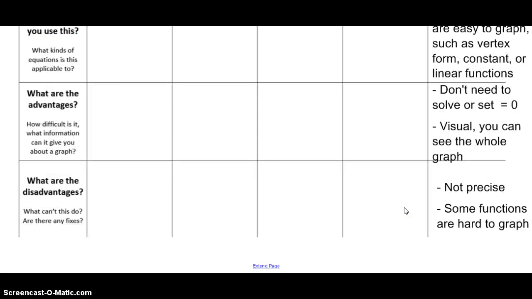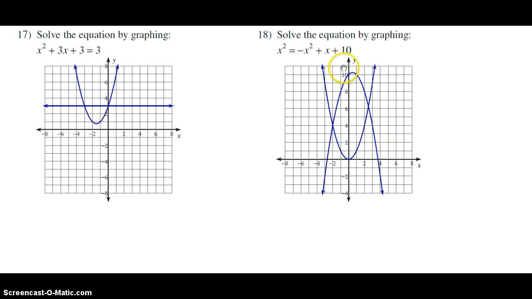As for the disadvantages, what can this not do? Well, graphing to solve is not very precise, right? You don't always get exact answers if your lines don't fall on grid marks. And some functions are hard to graph. Take a look at number 18 for instance. Negative x squared plus x plus 10, that's not going to be fun to graph. In addition, this point right here doesn't fall on a grid line, so I took a little bit of a guess in saying that it's probably x equals 2.5.